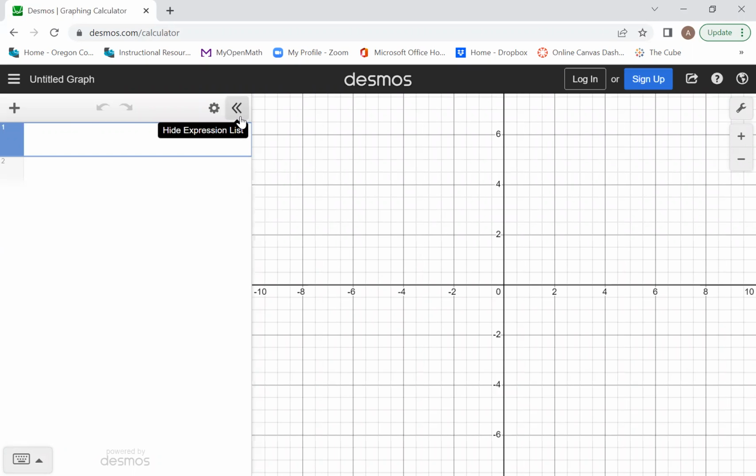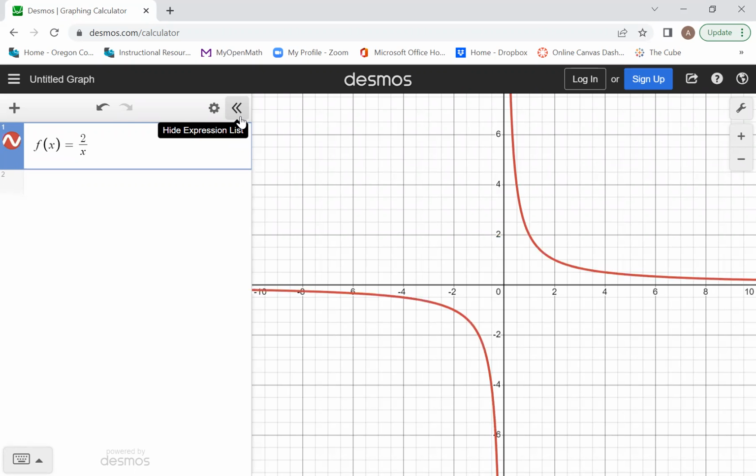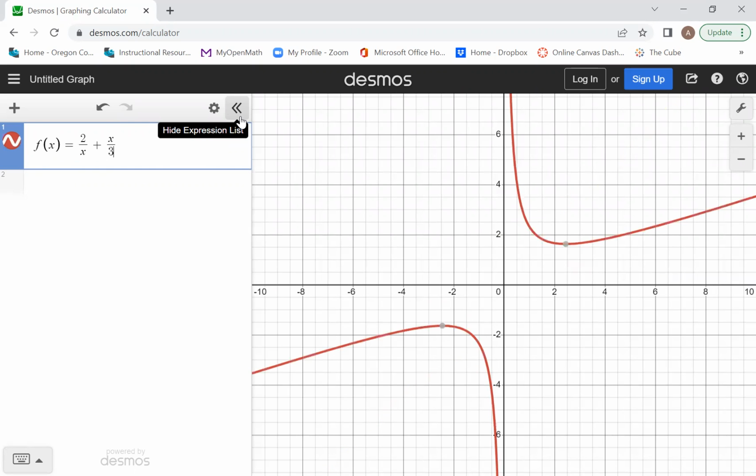Now, here's what's cool. You can enter f of x. It has no problem with you saying f of x, but you could also put y equals, doesn't really matter, 2 over x. So for the over button, I'm using slash: 2 over x. I'm going to arrow, make sure I put plus x over 3. And there we go. There's a graph.